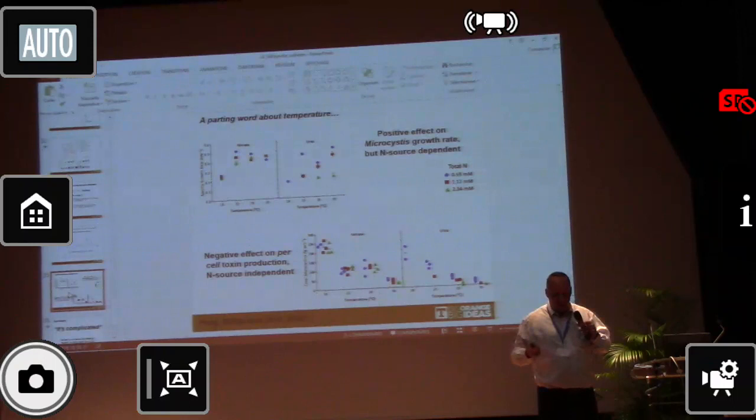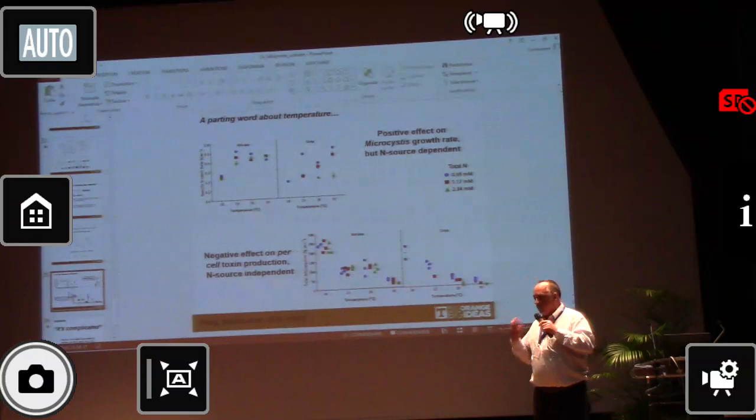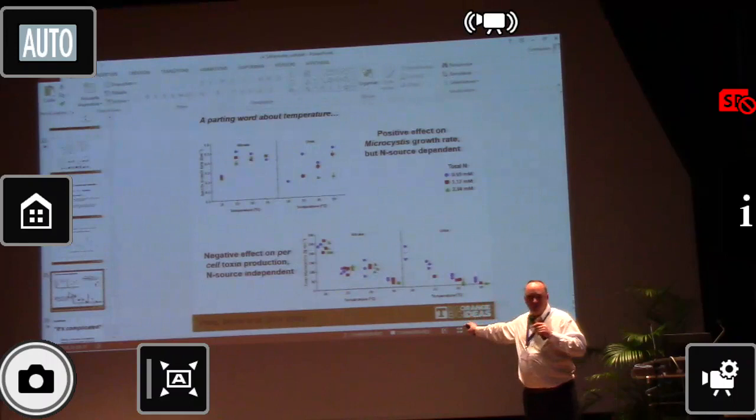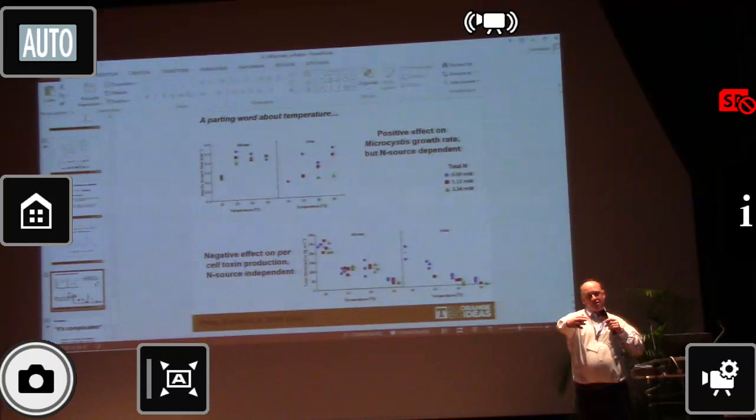So it is possible that under higher temperatures you can get more toxin by producing a lot more cells. Again, this is all through the literature. It goes back into the 60s. We all seem to have ignored it. In fact, Robbie built this lovely table making a summary of the literature that he put in the supplemental information for this paper.